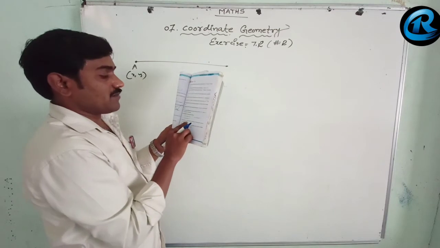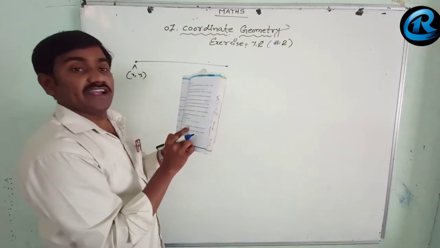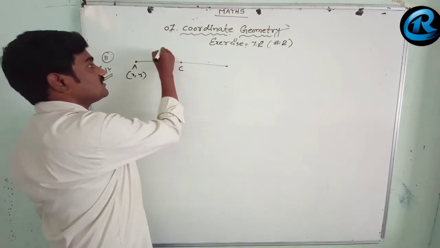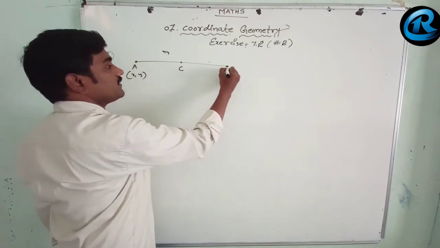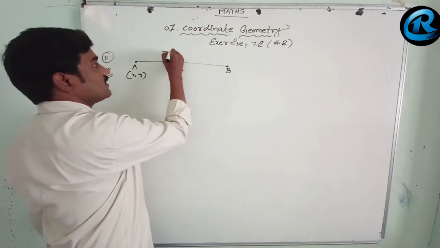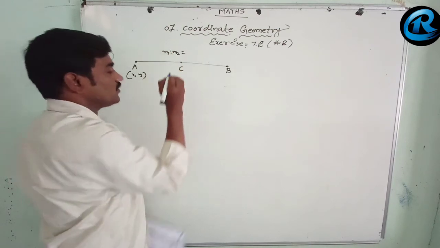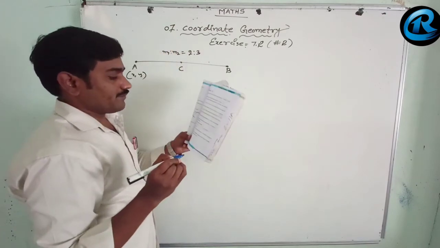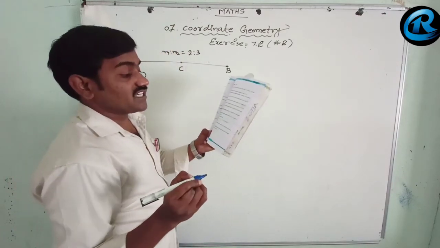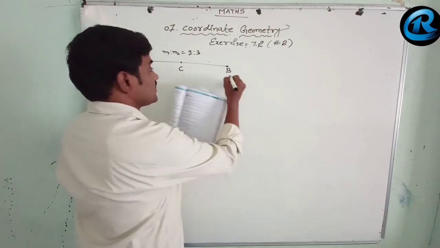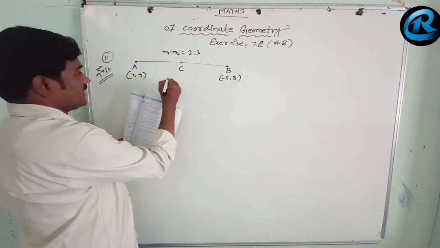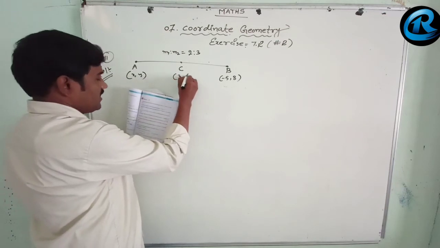Find the point A (x, y) when C divides AB in the ratio 2:3. There is a point C, which divides this line segment AB in the ratio m1 to m2 equal to 2:3. B and C are given: B is (-5, 8) and C is (3, 6).